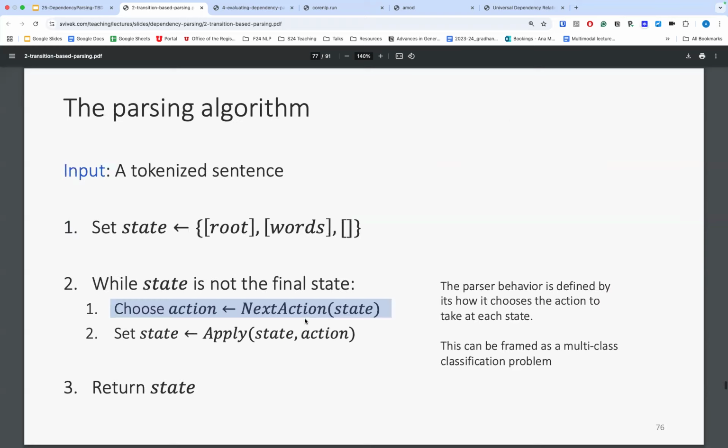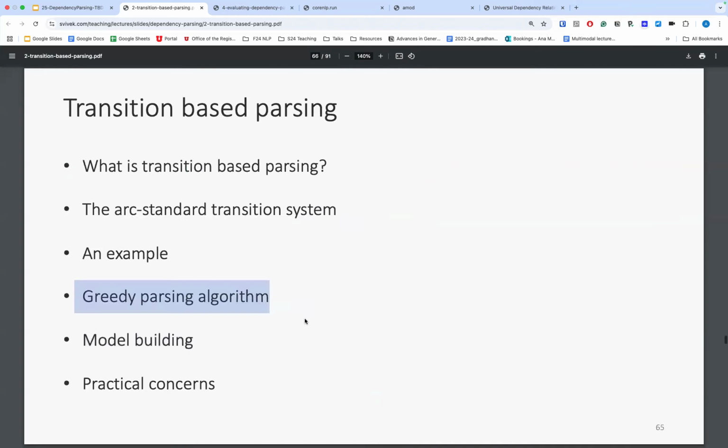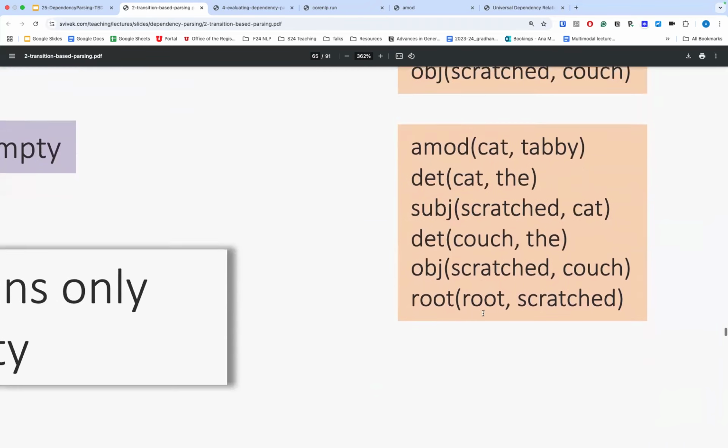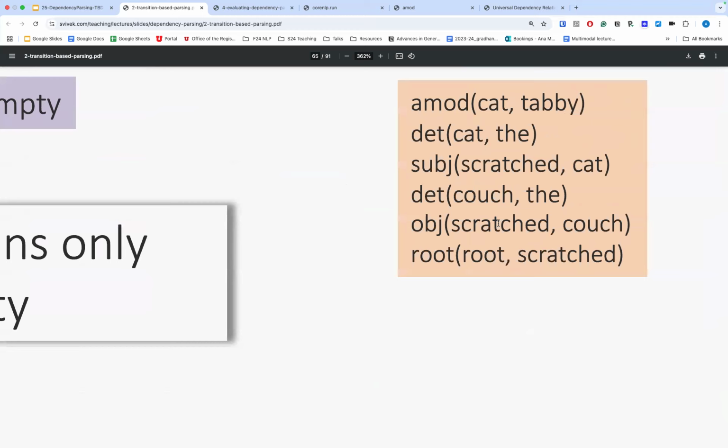Well, the inference algorithm is just this: here is the set of dependencies we ended up with. This is the set of dependencies we have created, okay? That's it. Now it's very simple. You just take these dependencies one by one and you put the arc in the way that the dependency is defined. For example, the first dependency tells you to make an arc from cat to tabby and label it with a mod.